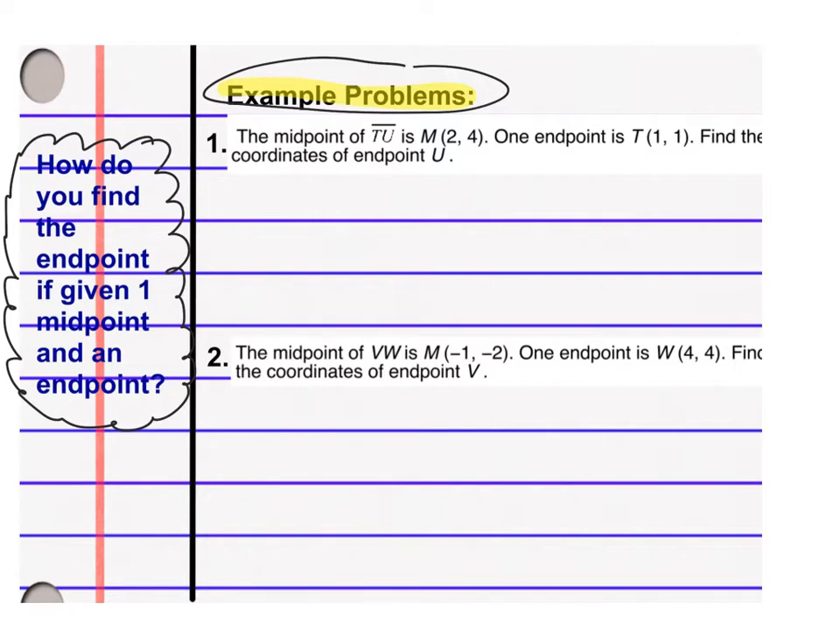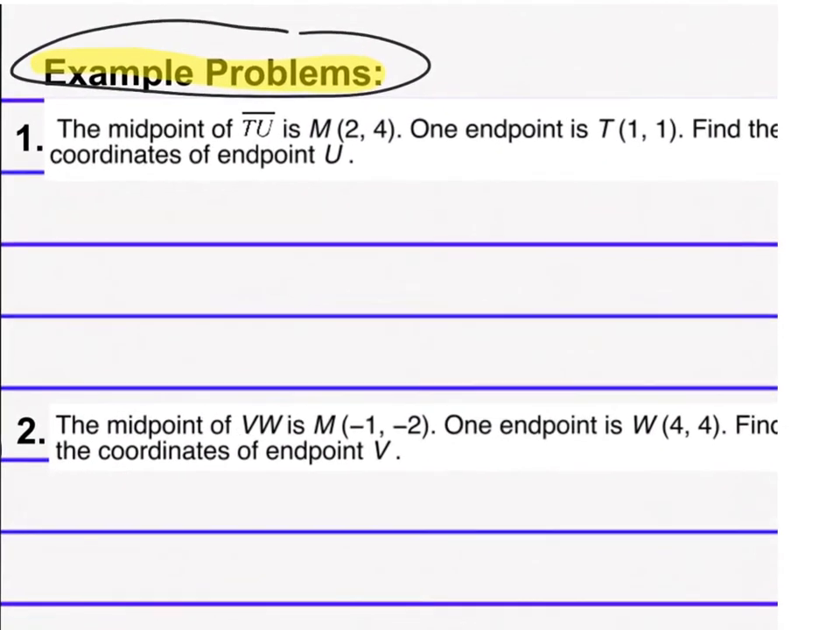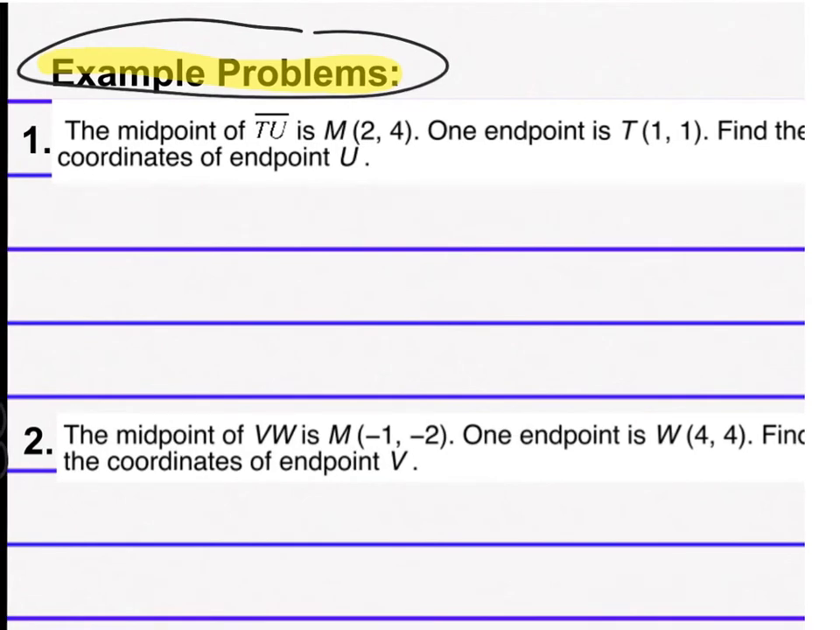Example 1, the midpoint of TU is at 2, 4. One endpoint is at 1, 1. Find the coordinates of endpoint U. I'm going to go ahead and zoom in here a little bit for part 1. You may want to sketch a picture. It doesn't need to be exact. I don't have a coordinate grid. So TU, the midpoint is at 2, 4. 2, 1, 2, 3, 4.